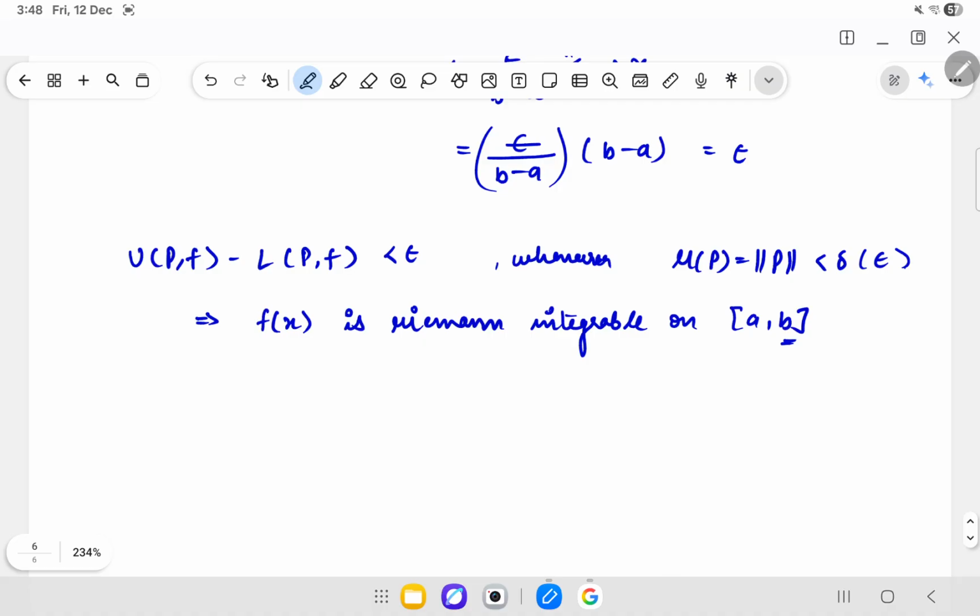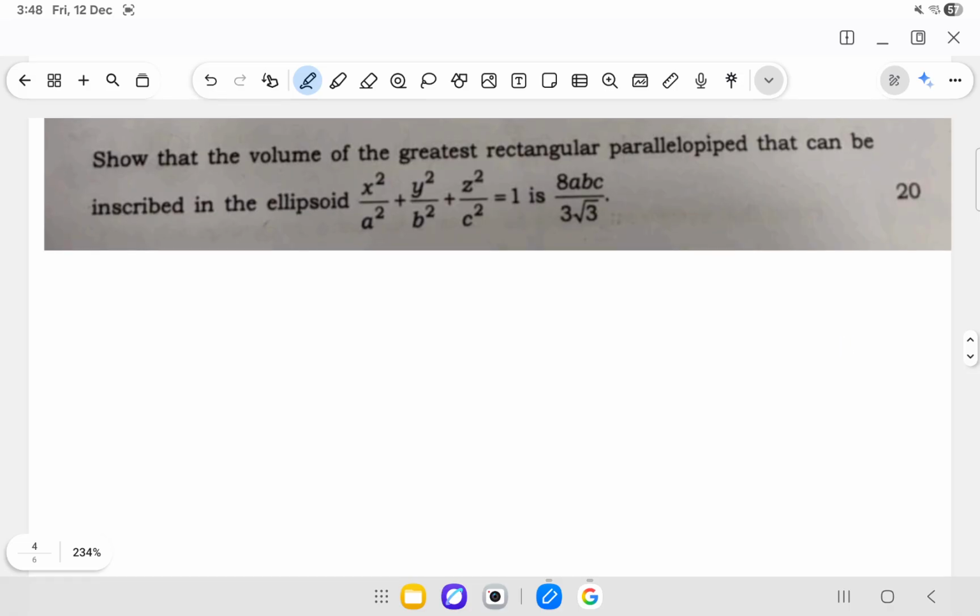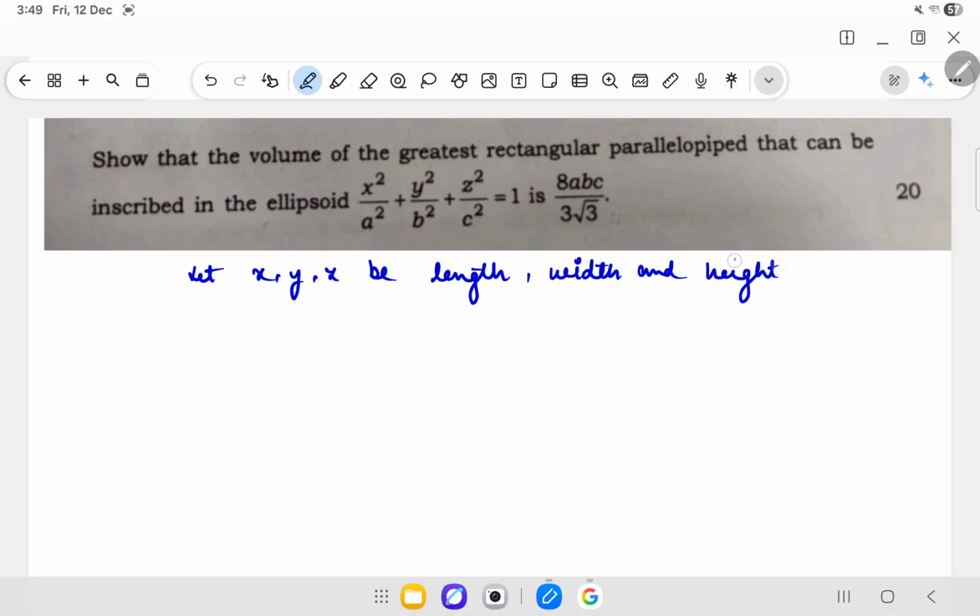So let's move on to discuss the next question. The next question is, show that the volume of the greatest rectangular parallelepiped that can be inscribed in the given ellipsoid is 8abc divided by 3 root 3. So let x, y, z be the length, width and height of the given parallelepiped.